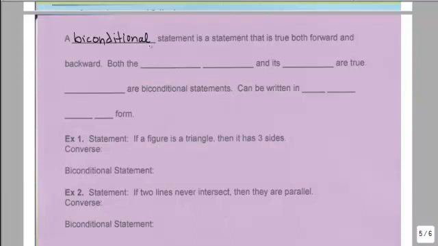So no matter if you do the regular conditional statement and the converse, both of them will still be true or make sense. Both the original statement and its converse are true. Definitions are always biconditional statements, and they can be written in if and only if form.